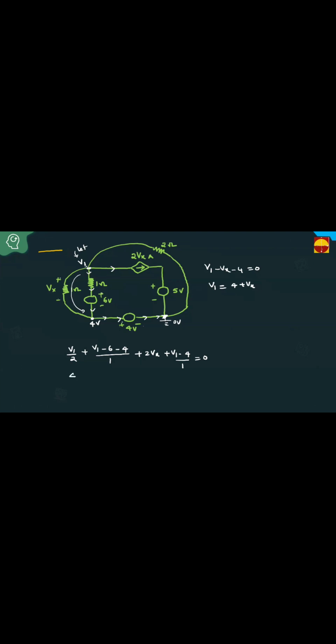V1 equal to, then you substitute here. 4 plus Vx by 2. 4 plus Vx minus 6 minus 4 by 2 plus 2 Vx. V1 equal to 4 plus Vx minus 4 by 1 equal to 0. Now we calculate what is Vx. Come on, do it.